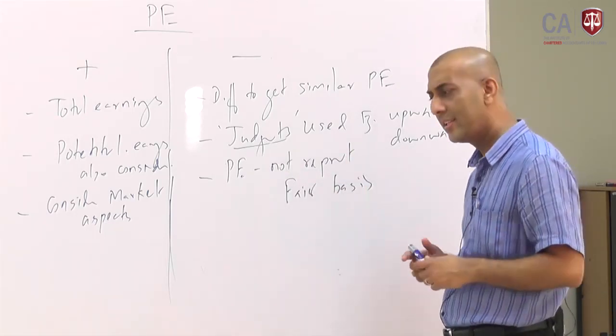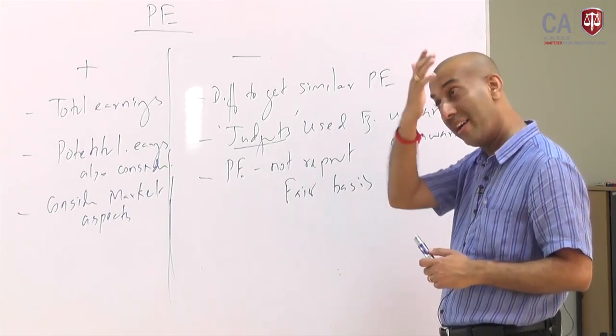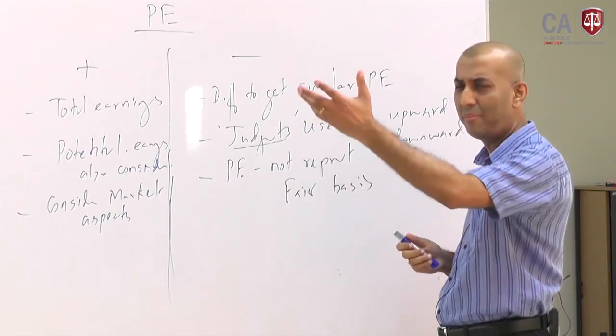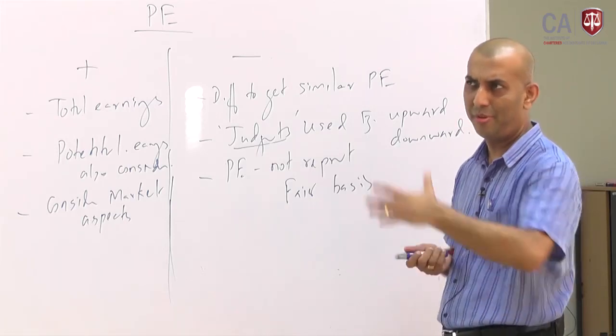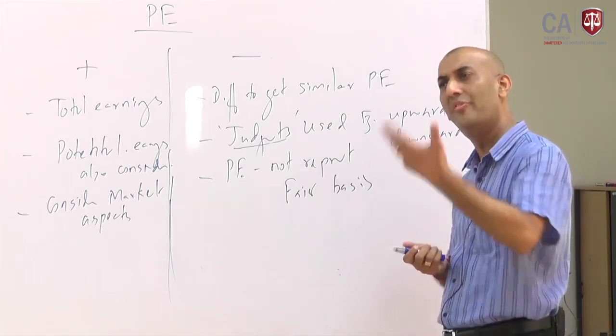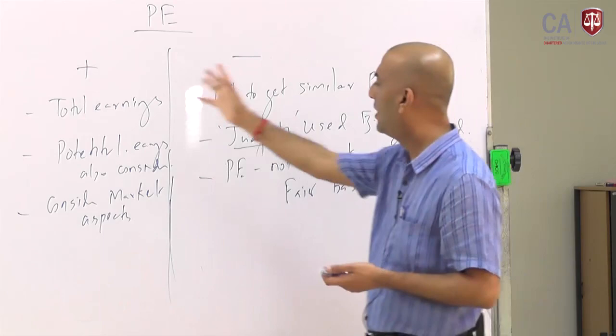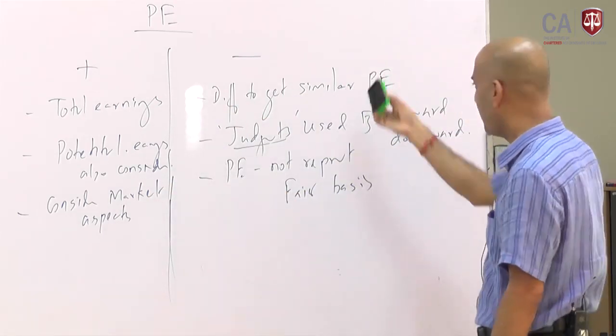When markets are crashing continuously, the PE may not be representative of the valuation, so you can't take that PE basis to value a company. These are some of the observations you should have about the PE method of valuation.